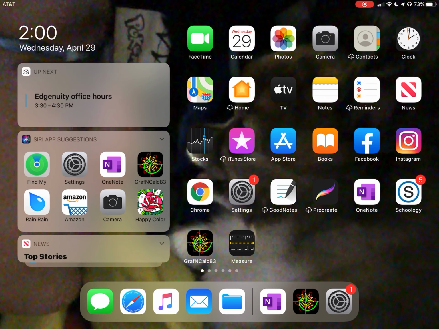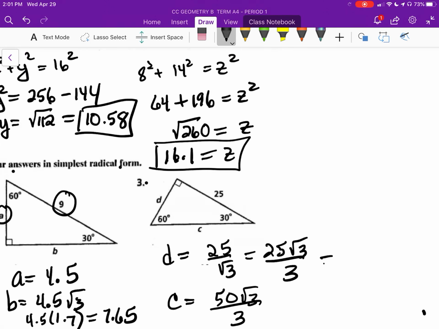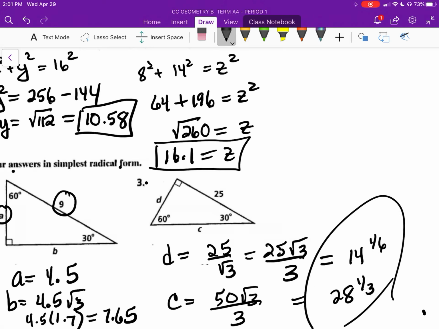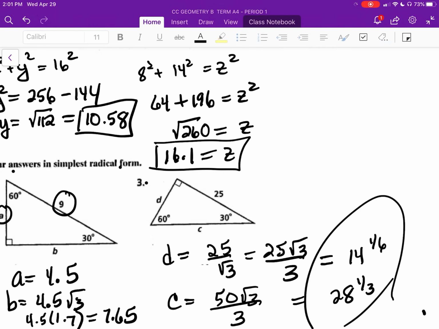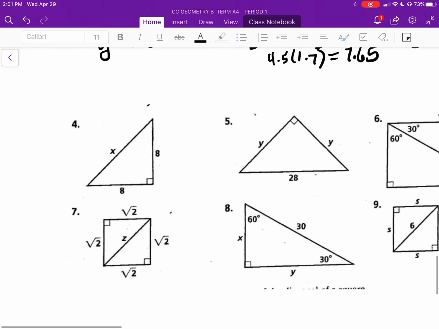Still not sure why this is giving me fractions, but it's okay. So this is going to be 14 and 1/6, and if we double that, we're going to get 28 and a third. I'm just going to leave it like that for now. That's the 30, 60, 90 triangle. So let's look at a couple other applications of it.